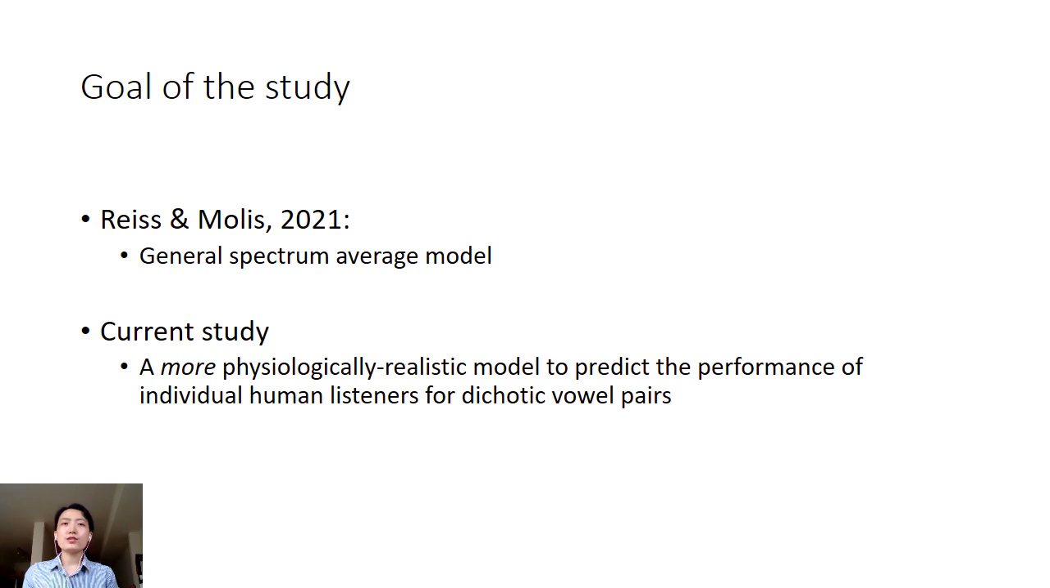Reese and Mollis used a general spectrum average model to predict these fused percepts in human listeners. Here, we extend the concept to a more physiologically realistic model based on individualized vowel maps to predict responses in the dichotic vowel identification task.